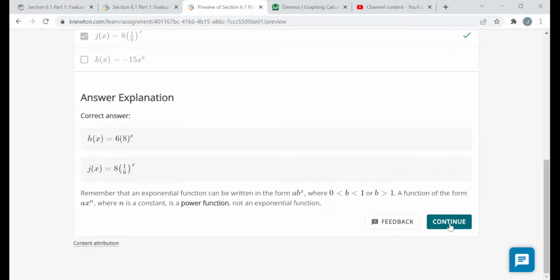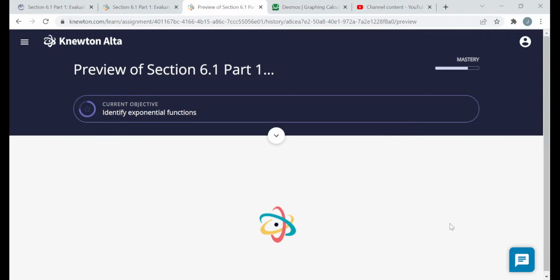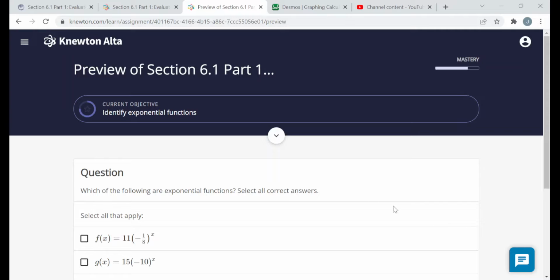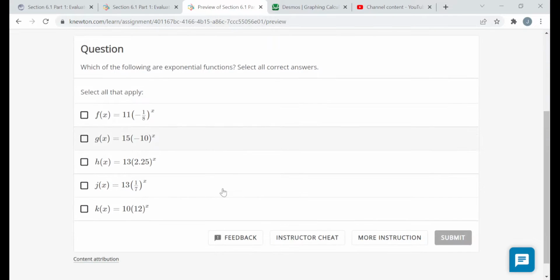All right, great. And that should be it. I should probably have one more of those. Yeah, just one more of those. So again, just identify which of these are, by definition, an exponential function.